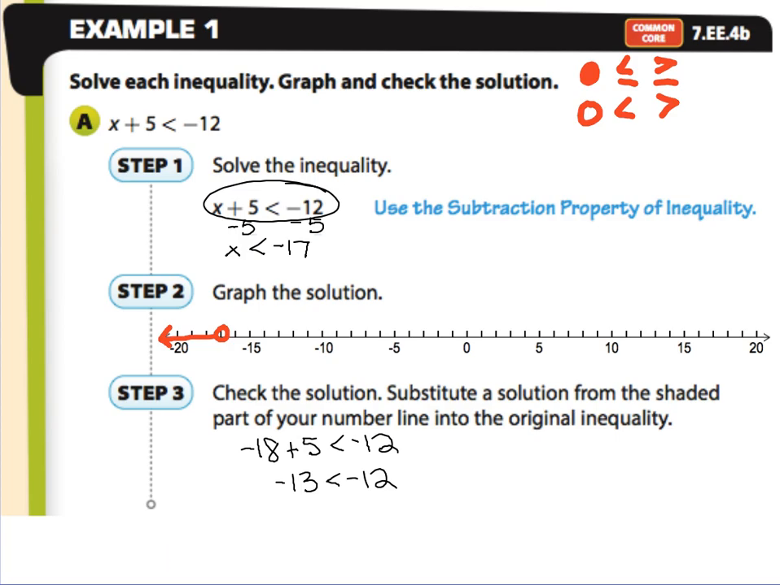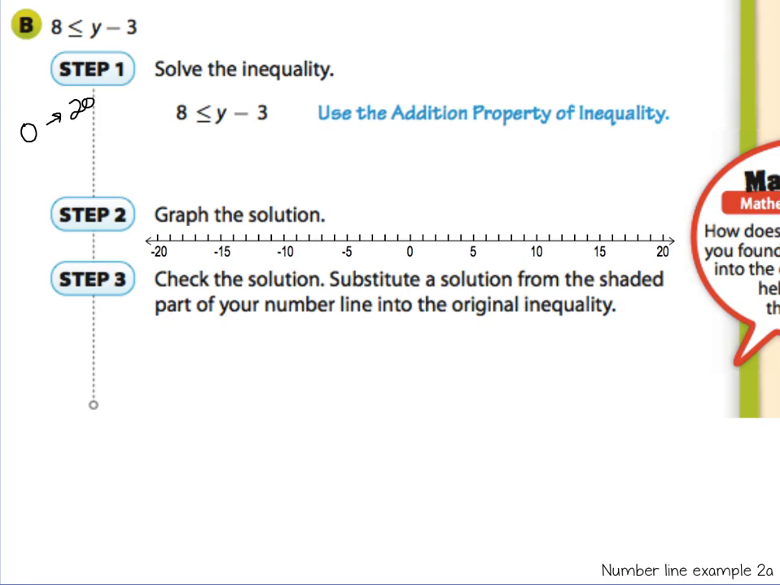Let's go ahead and try example B. All right, so here we're subtracting, and we have y minus 3. So we have to add 3 to both sides. So I have 11 is greater than or equal to y. Okay, so now here's what's confusing. 11, I'm sorry, not greater than or equal to, less than or equal to. 11 is less than or equal to y. So the 11 is less than or equal to y, which means y has to be bigger than 11. So that means it has to be this way of 11 on the number line.